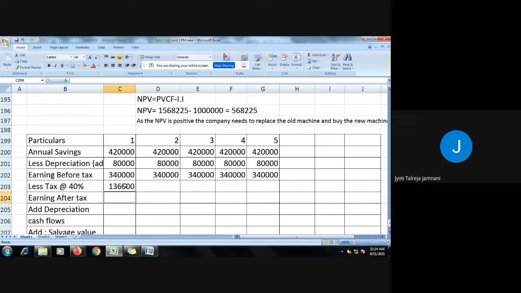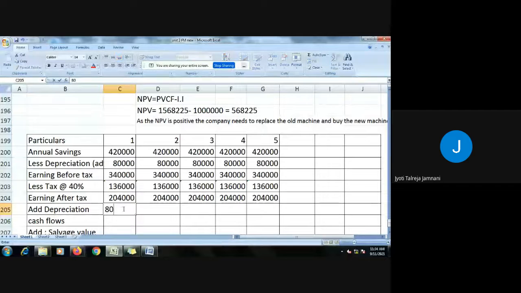1 lakh 36, same way on 3 lakh 40, 40%, 1 lakh 36 every year. Earning after tax is 3 lakh 40, that is earning before tax, minus 1 lakh 36, that is the tax. You will get 2 lakh 4,000, same amounts every year, because 3 lakh 40 minus 1 lakh 36 we are doing. Now we have to add back depreciation, which is 80,000 rupees. First we deducted it, and now we are adding it back so that we can save taxes.